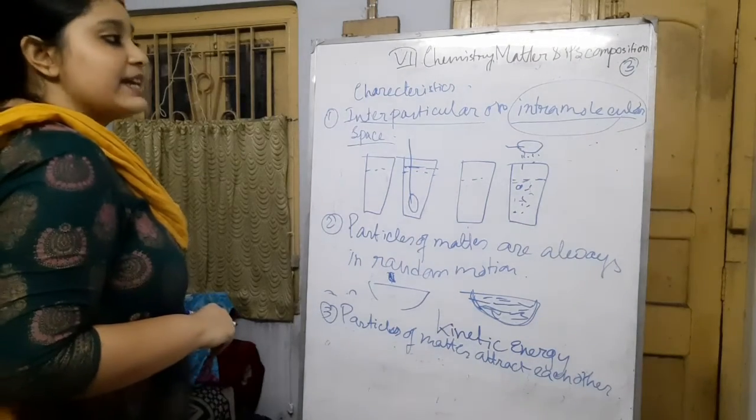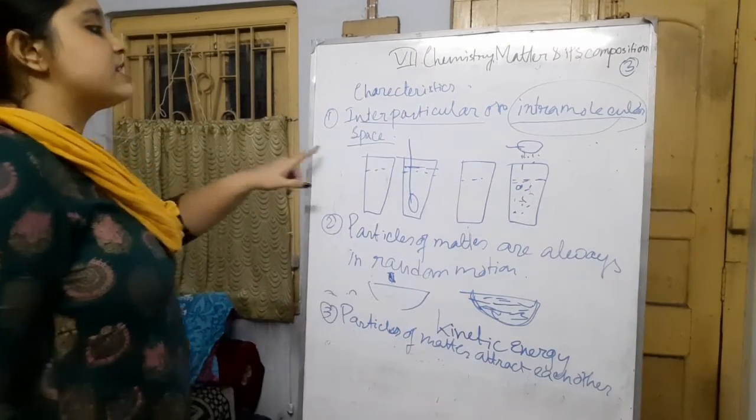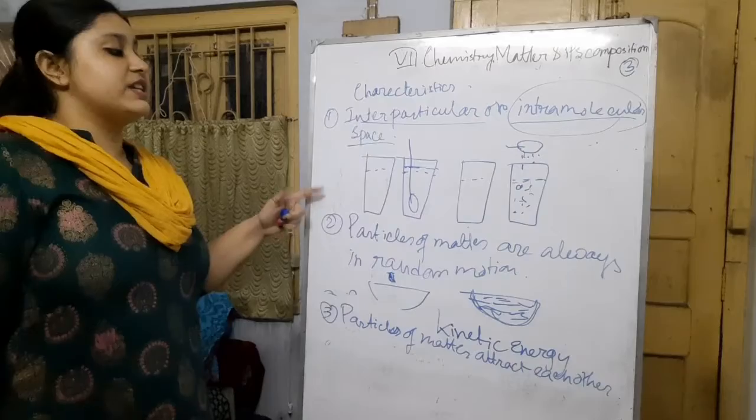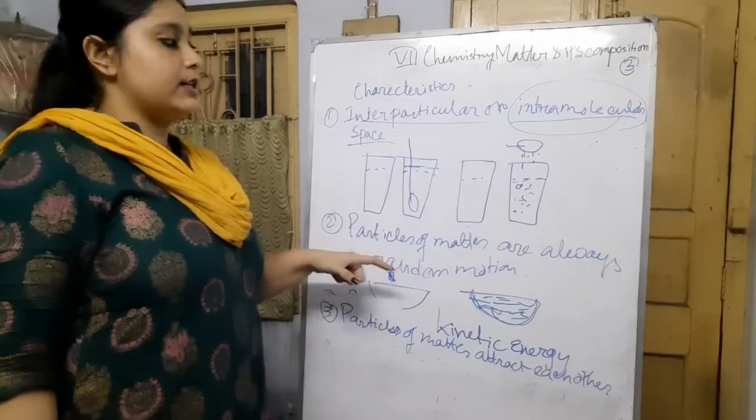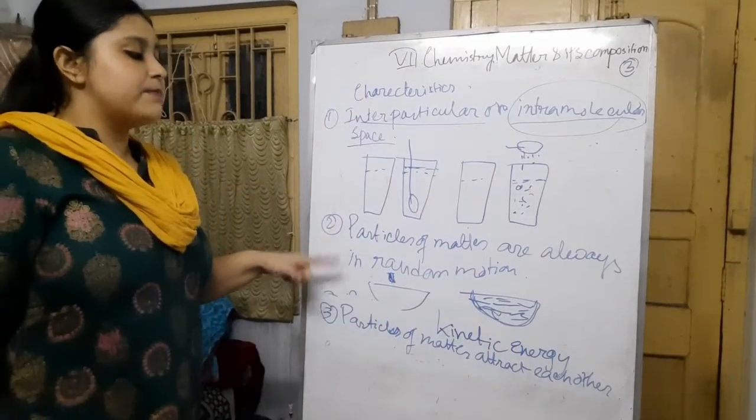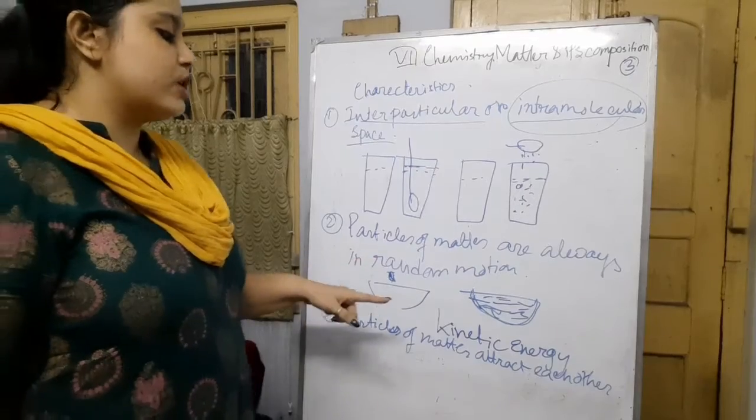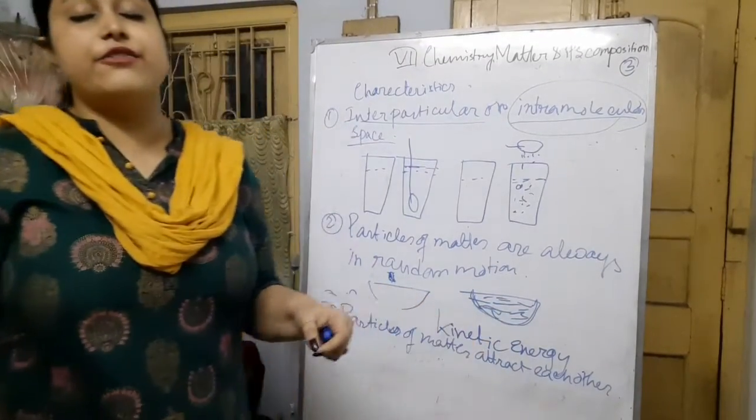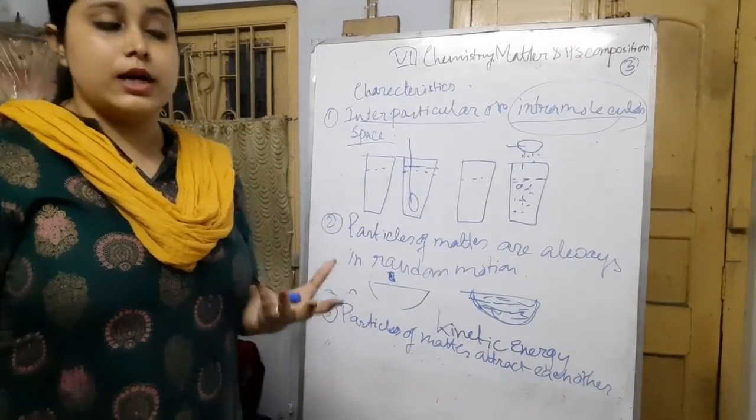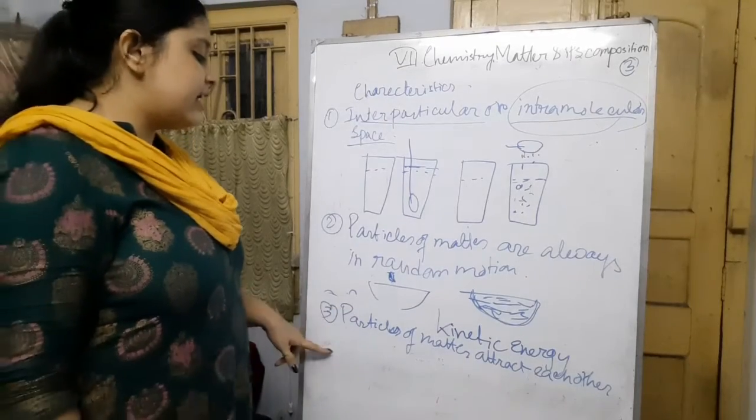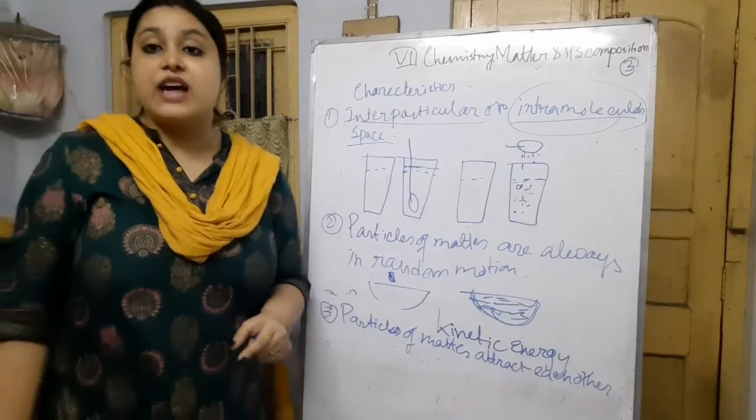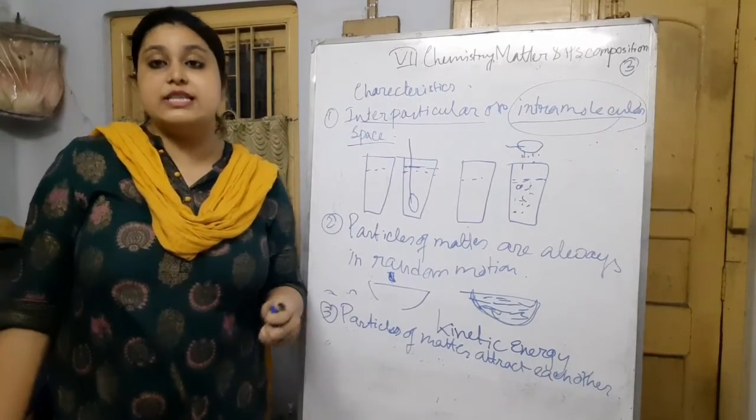So these are the characteristics of matter. Firstly, interparticular or intermolecular space, for which I gave you the activity of a glass filled with water and dipping a spoon. The next is that particles of matter are always in random motion, for which we gave the example of two drops of color in clean water, which mix randomly. And thirdly, particles of matter attract each other, and that is why we can't separate the molecules easily.